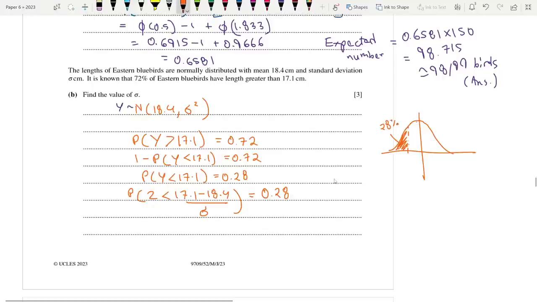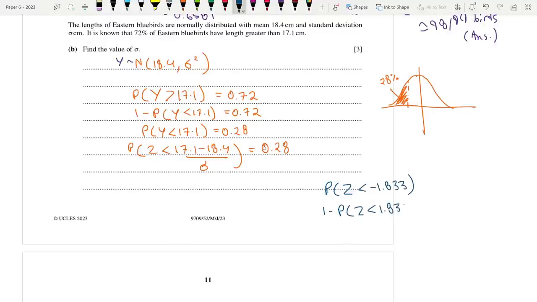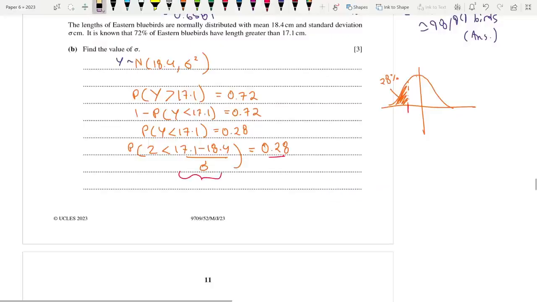The thing is, my value inside here, this part over here, is negative. Clearly it's negative. Now, what do I do when I have a negative value? Suppose I have P(Z < minus 1.833) like the previous one. What would I do? 1 minus P(Z < 1.833). This is what I do. To convert any negative value to the positive one, we simply do 1 minus P(Z < the positive part). So this value is negative because it is less than 0.5.